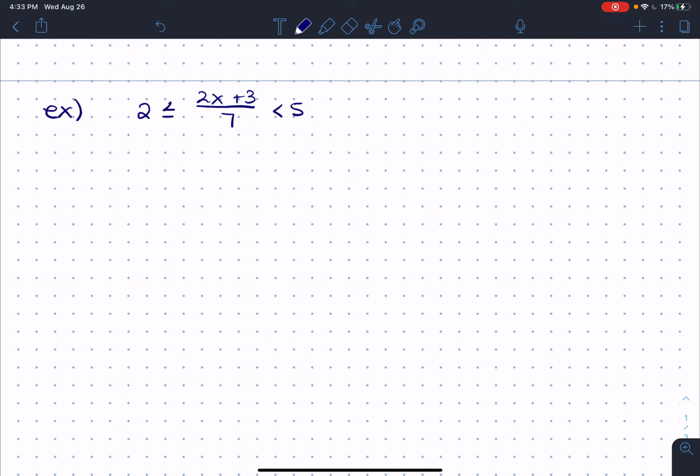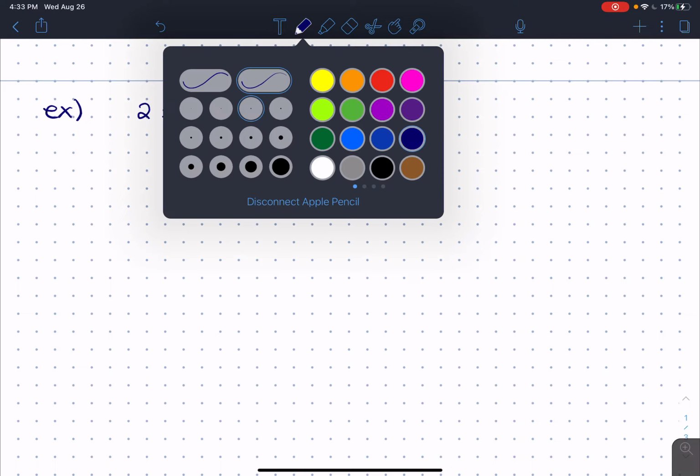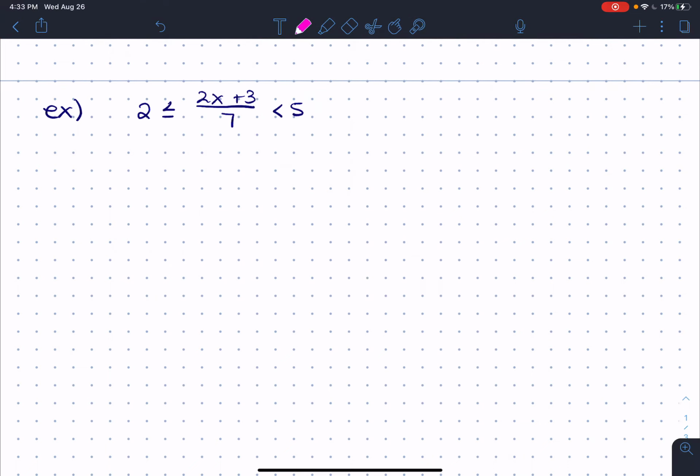So we just have 3 parts now. This part, this part, this part. But we're going to solve it just like a regular old equation. So whatever we do to one side, we do to the other. But now we're talking about 3 parts. So if I want to look at isolating the x, I would have to first multiply by 7 to cancel this out. So that means all 3 parts multiply by 7. So I have 14 is less than or equal to 2x plus 3 is less than 35.